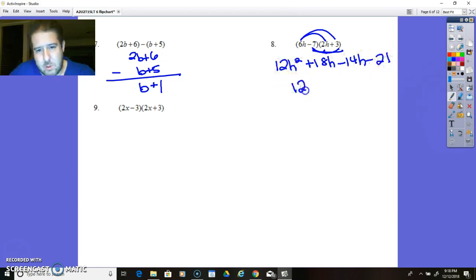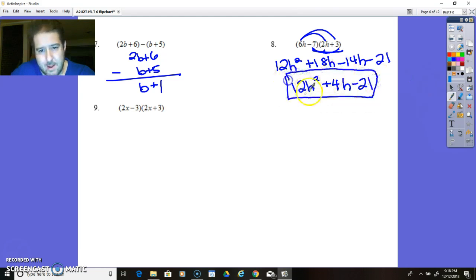All right, so 12h squared, can't do anything with it, but we do have these two like terms in the middle. 18 minus 14 is positive 4h, minus 21, and that's your final solution. You cannot combine any of these three terms because they are all not alike. One's an h squared, one's an h, and one doesn't have anything.